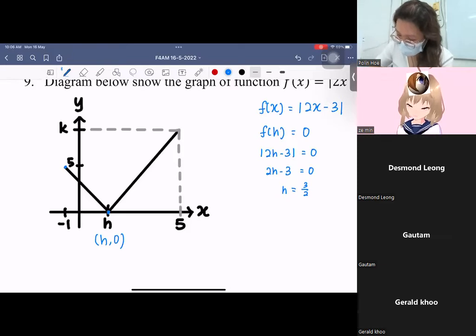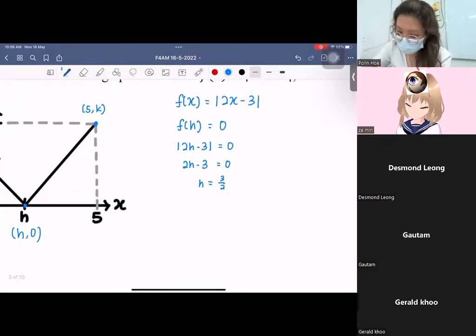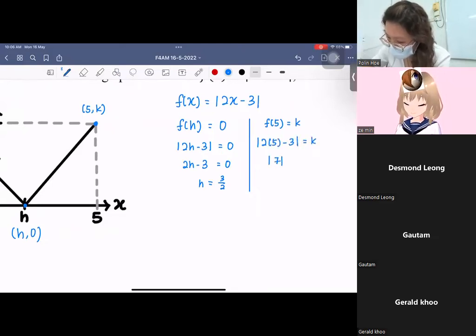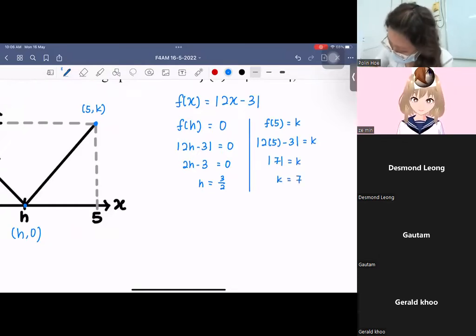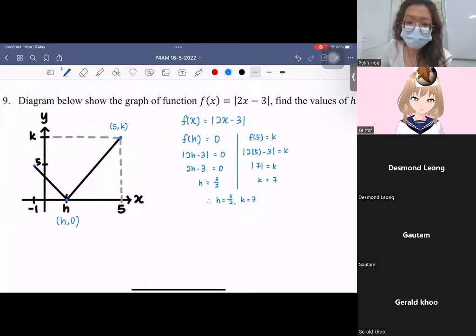So we are settled with h. Now let's look at k. This point is 5 and k, which means f(5) equals k. Two multiplied by 5 minus 3 equals k. 7 equals k. k equals 7. h equals 3 over 2, k equals 7. Okay, done for 1.1.